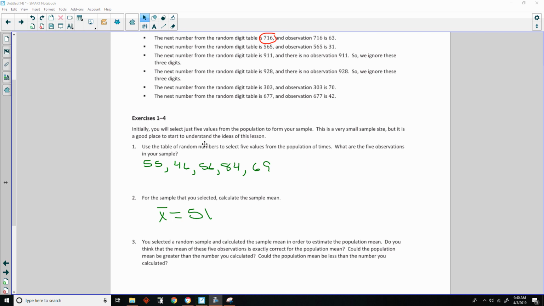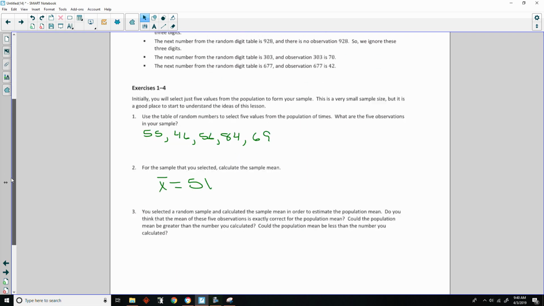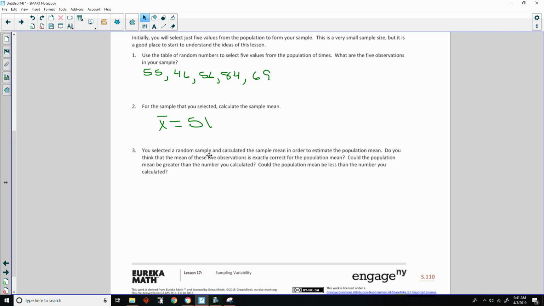Okay, so it said use the table of random numbers to select the 5 values of your population of times. What are the 5 observations in your sample? So there they are. And it says for the sample that you selected, calculate the sample mean. I already did that on the previous page. It came out to be 51. And 3 says you selected a random sample and calculated the sample mean in order to estimate a population mean. Do you think that the mean of these 5 observations is exactly correct for the population mean? Or could it be greater than the number you calculated? Could it be less than?